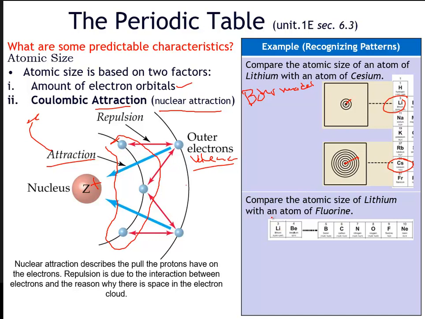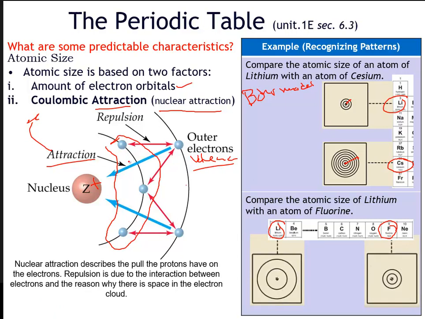But what happens when you compare lithium with one of the elements in the same period, like fluorine? Well, we end up finding out that the Coulombic attraction actually plays a big factor here. Because we have 3 protons in this nucleus for lithium and 3 electrons, 2 of those electrons are on the inner shell and 1 of them is on the outside. And so these 3 protons really try to pull that electron in closer to the nucleus.